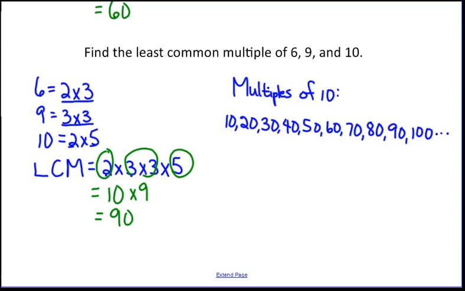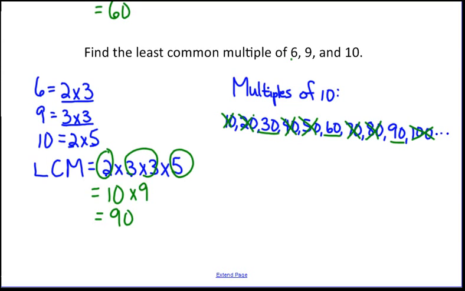We need to choose out of that list a number that both 6 and 9 go into. We already know that with this list, 10 goes into all of those numbers. So let's look at 6. 6 does not go into 10 evenly, does not go into 20 evenly. It does go into 30 evenly, so that's a possibility. 6 doesn't go into 40 or 50 evenly, but 6 does go into 60 evenly. 6 does not go into 70 or 80. It does go into 90 evenly, and it does not go into 100.